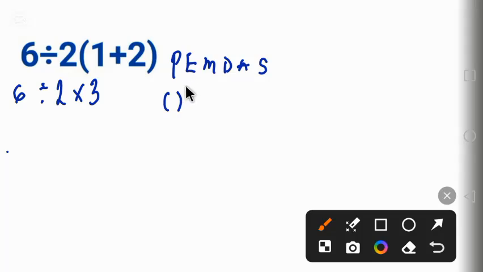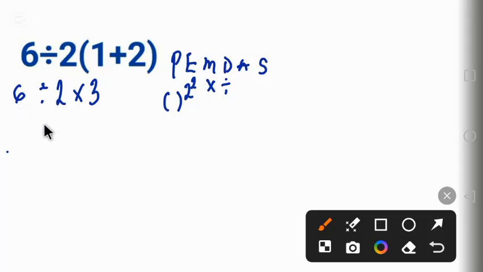exponent, which is something like 2 raised to power 2. Is it here? No. We move on. The next one is multiplication and division. So this multiplication and division are in the same level. We evaluate from the left. So looking at the left, division came first. So we are going to solve division before this multiplication.